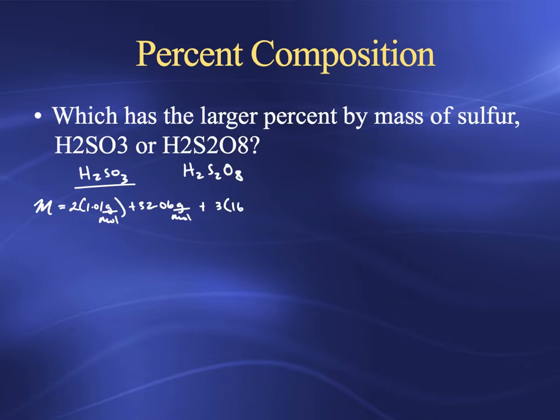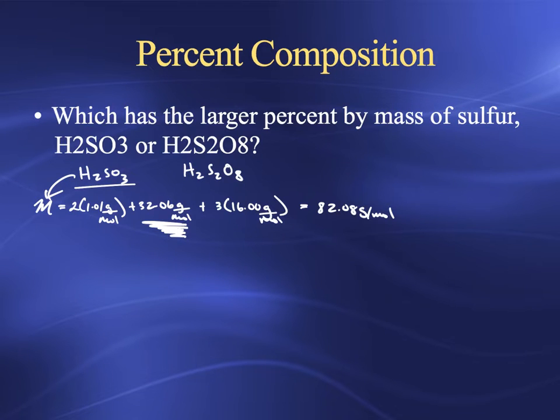It's 3 times and we get 16.00 grams per mole. It's an easy one to remember, an easy one to work with. So this is for this first compound here, H2SO3. The molar mass of that whole thing is 2.02 plus 32.06 plus effectively 48, and that is 82.08 grams per mole.